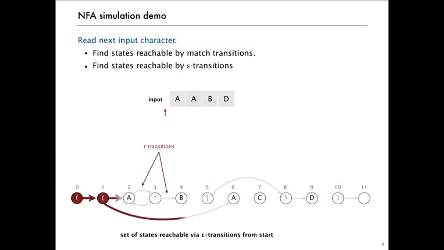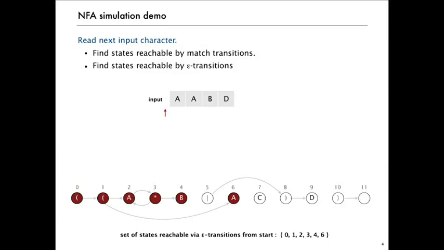So we could go to 1, and from 1 we could either go to 2 or 6. From 2 we could go to 3. From 3 we could go to 2 or 4. So we could get to all of those places from the start without scanning a single character. So 0, 1, 2, 3, 4, and 6. The machine could be in any one of those states before it scans a single character. So that's where it could be after 0 characters.